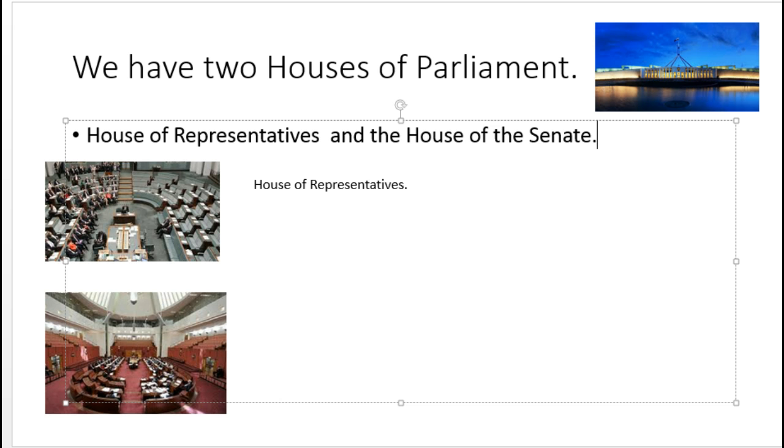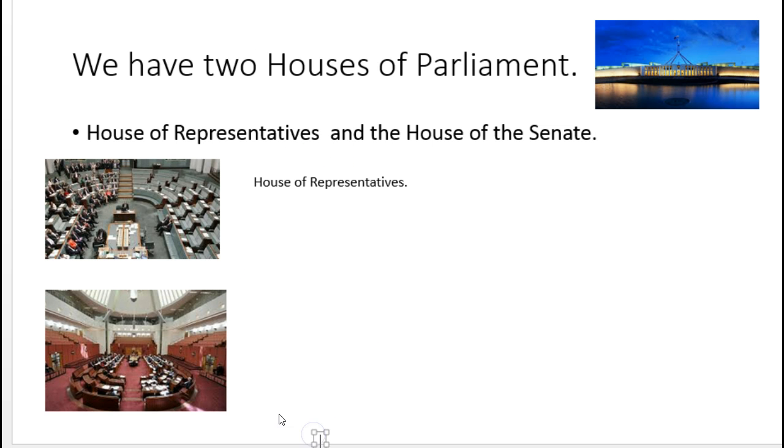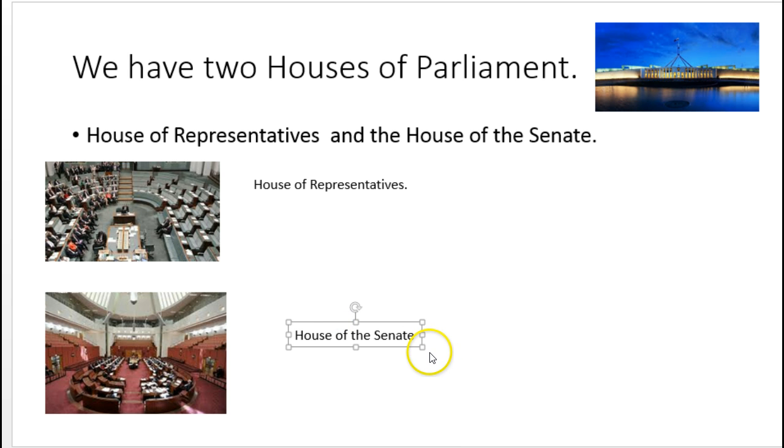And down here in the red part we have what we call the House of Senate. So the red is the House of Senate and the green is the House of Representatives. It's the House of Representatives, the green part up here, that you'll mainly see on the news.